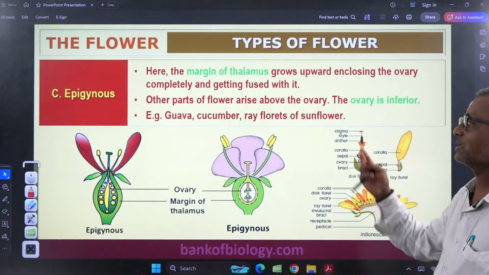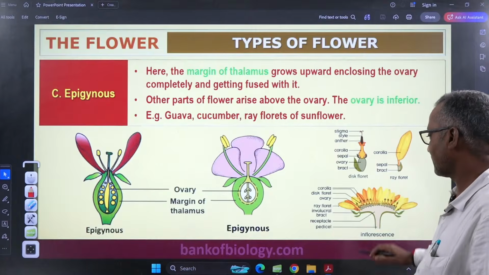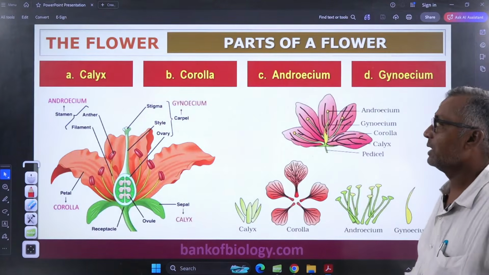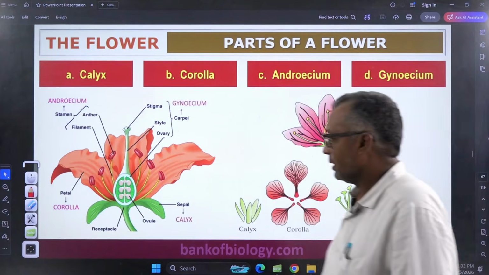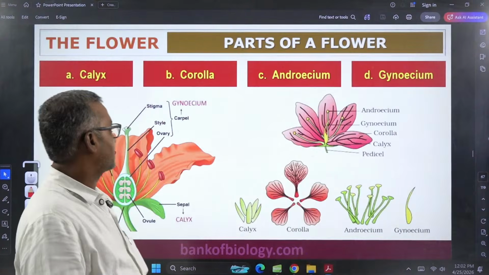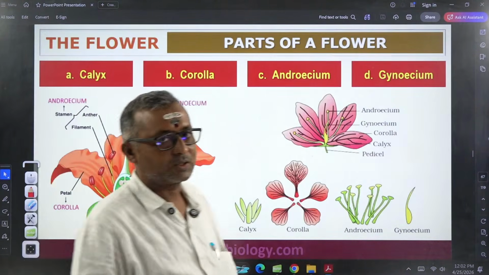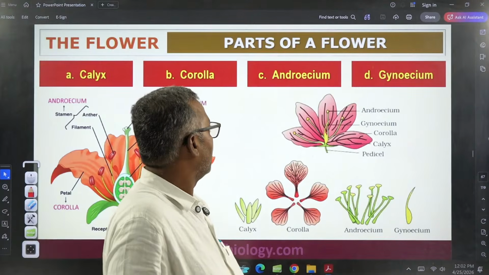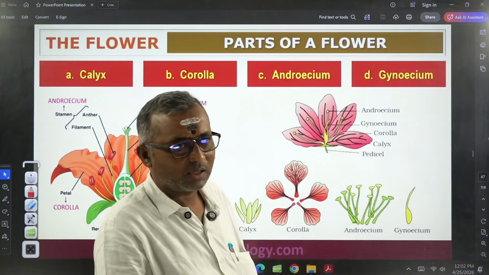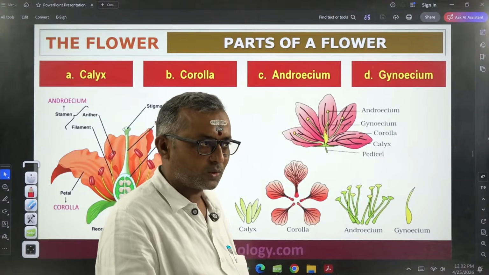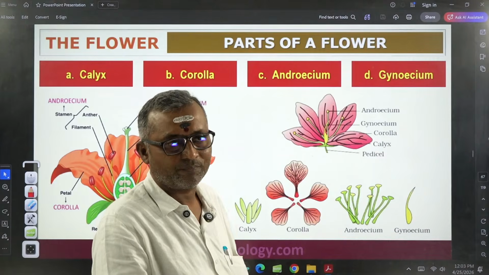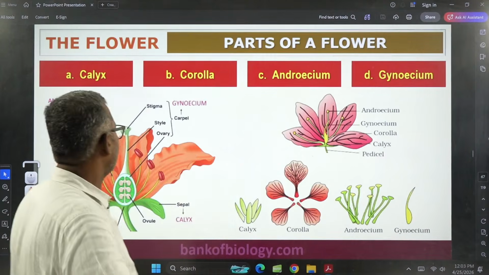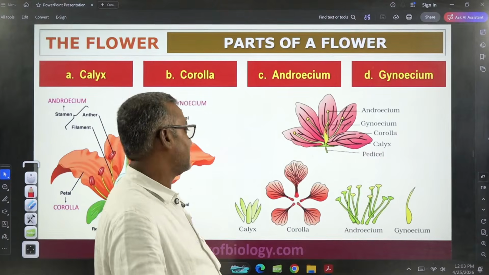You can also take examples like guava, cucumber, ray florets of sunflower. These are all some important examples. That's all. This is what you can see here. Next, when it comes to calyx, corolla and Androecium, Gynoecium. Calyx, they are the outermost whorl. You can also call them accessory organs. And apart from that, they are non-essential sex organs.